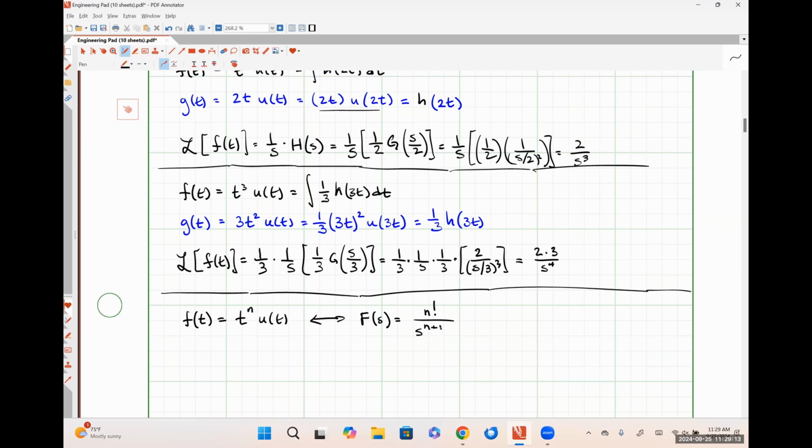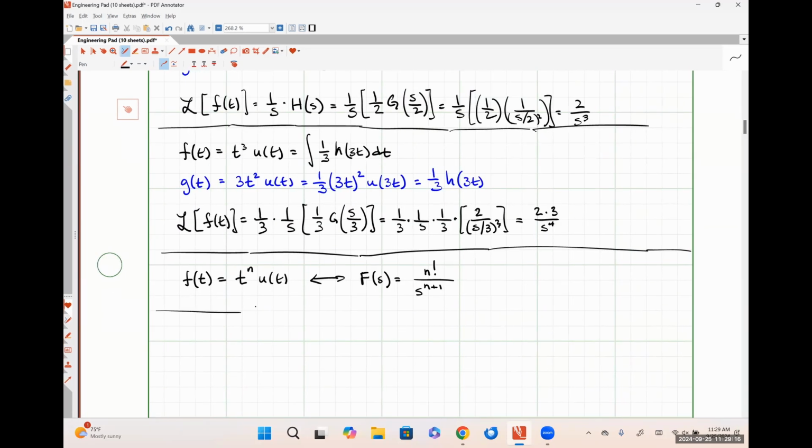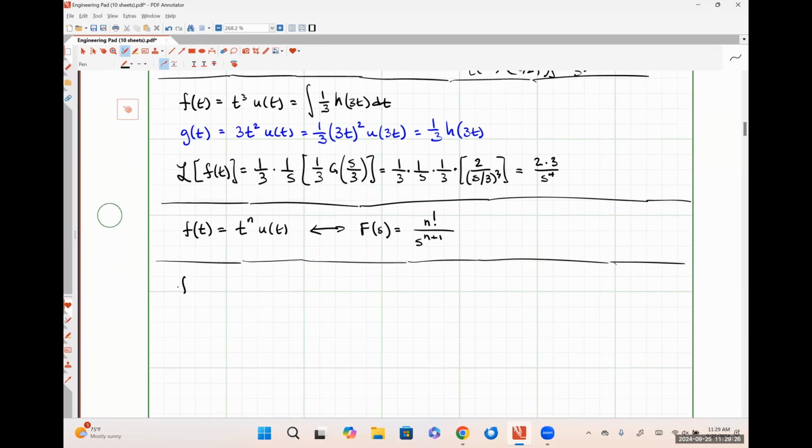All right, just a couple more of these before we can get to the inverse Laplace transform fun. So let's say that we have f of t is equal to t to the n times e to the negative at u of t. This is just a frequency shifted function, so we're just going to take this guy and replace s with s plus a to get our Laplace transform. Easy enough.